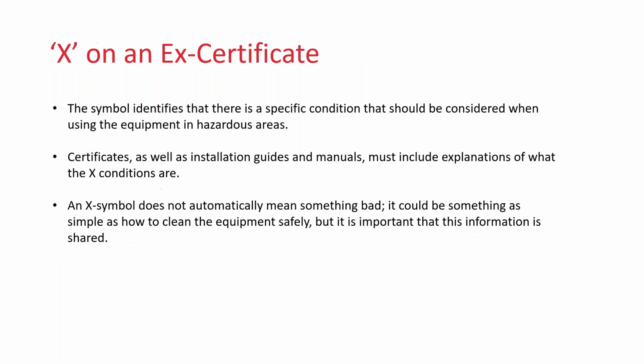So I mentioned in that previous slide an X on a certificate, and I'm sure at some point you will have seen an X on a certificate number. It's important to know why an X might be used and to look out for the X symbol. It identifies that there is a specific condition, whether that is to do with installation, use, or maintenance of equipment, that should be considered when using the equipment in hazardous areas. So you look out for an X at the end of the certificate number of the certified equipment. Certificates, as well as installation guides and manuals, must include explanations of what the X means.